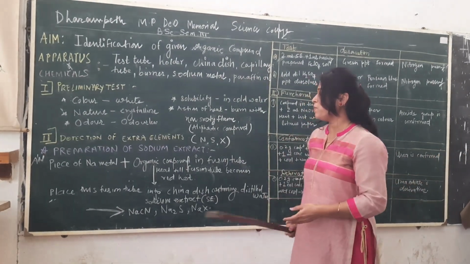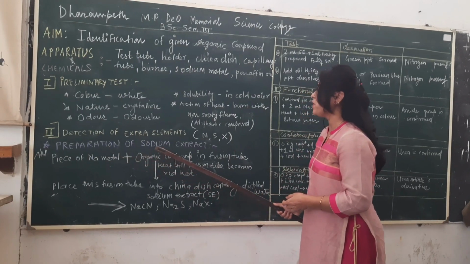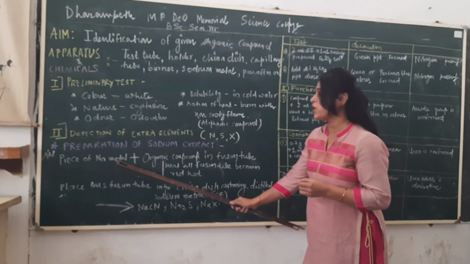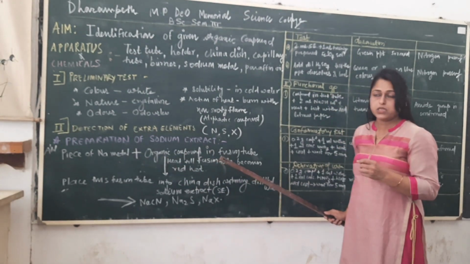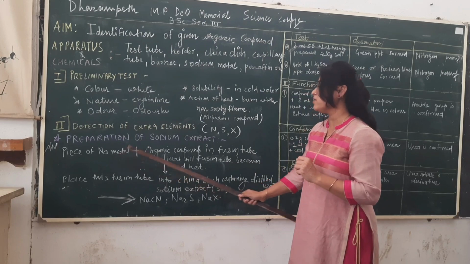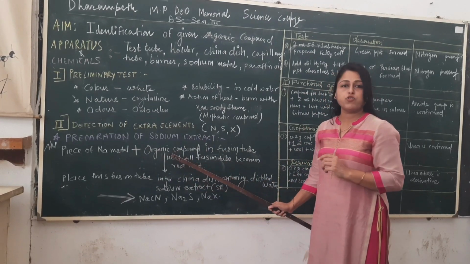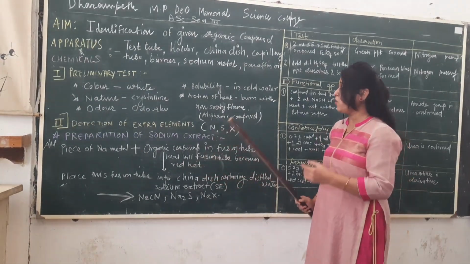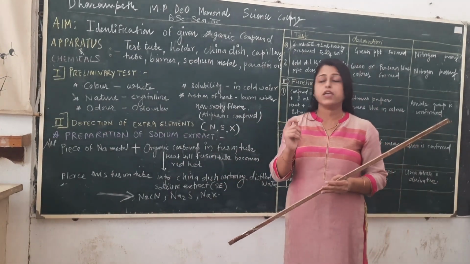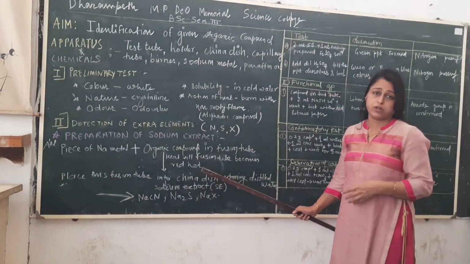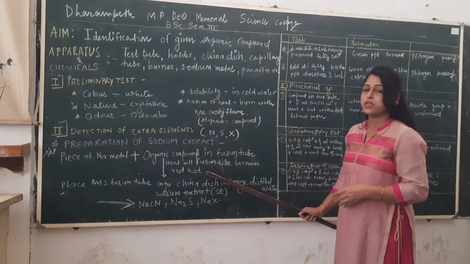So let us come to the point of how we can prepare the sodium extract from the given unknown organic compound. Take sodium metal into the fusion tube first. In the fusion tube, add dried sodium metal, then add a little bit of our unknown organic compound, and then heat it. Now how much time do we have to heat it? Heat it till the fusion tube becomes red hot.